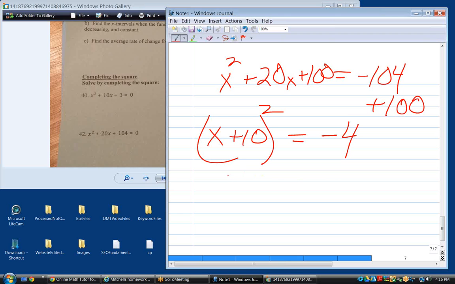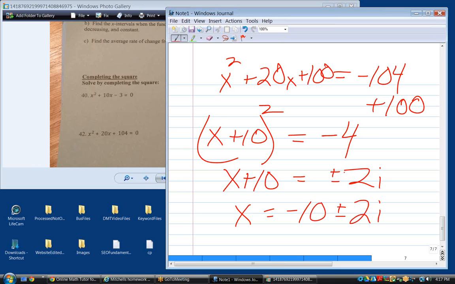And then it's x plus 10 equals plus or minus 2i. Very good. Okay. In other words, you still have to add the plus or minus even though it's an imaginary number. And then the last step. It's negative 10 plus or minus 2i. Okay, good.